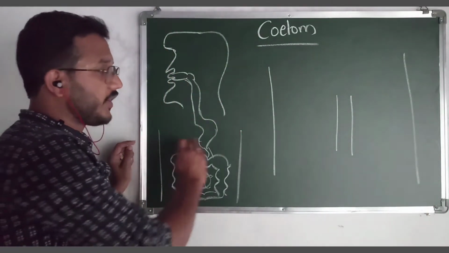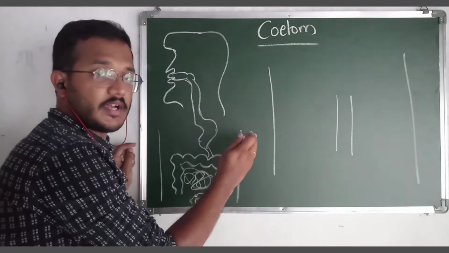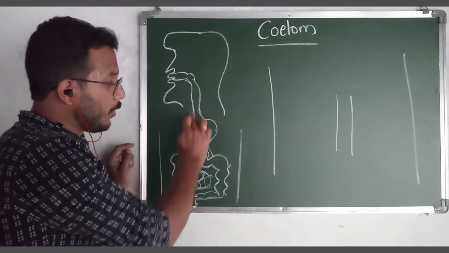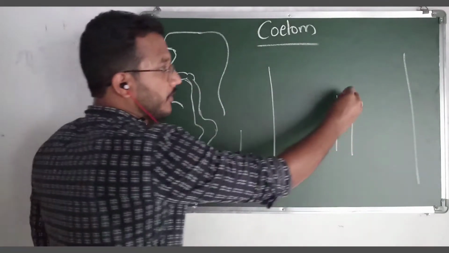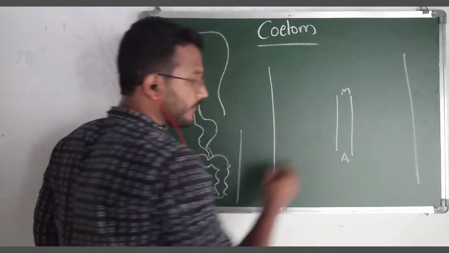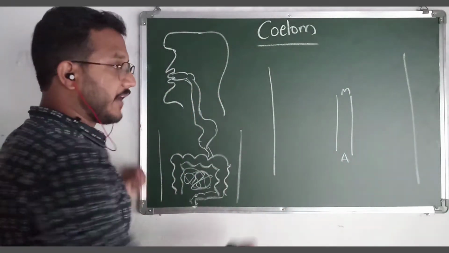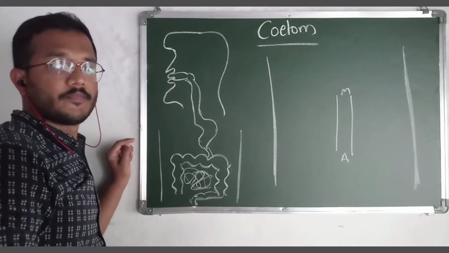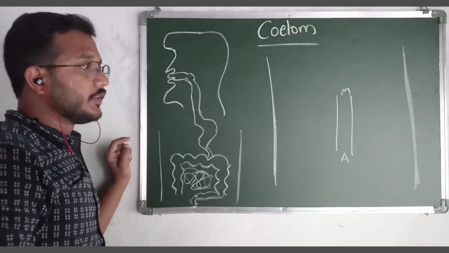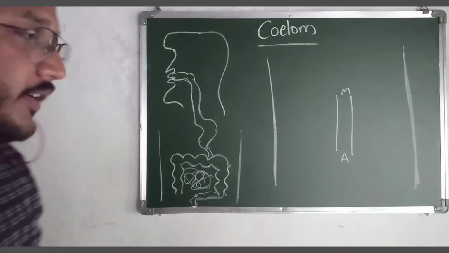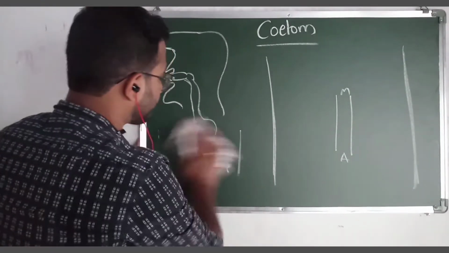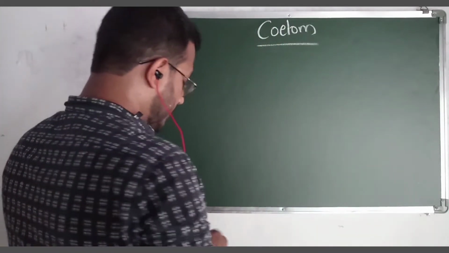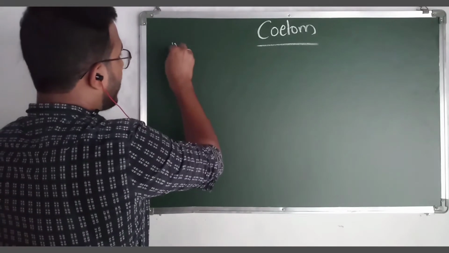Understand? If you understand this concept, we will understand the coelom easily. So here I am considering the whole alimentary canal as one tube from mouth to anus, and the body cavity I am taking as an outer tube, for example. Okay, from here we can discuss the topic.